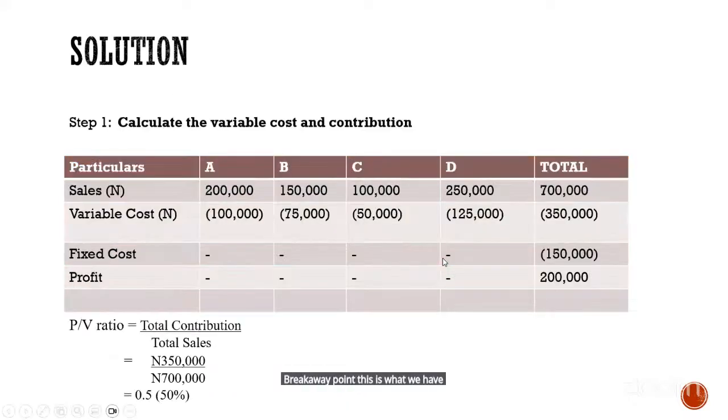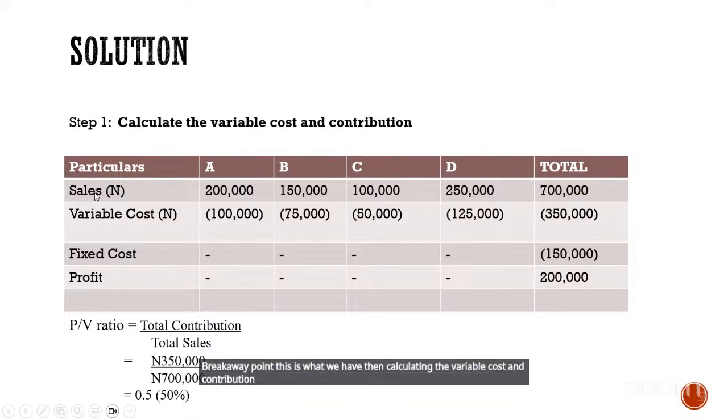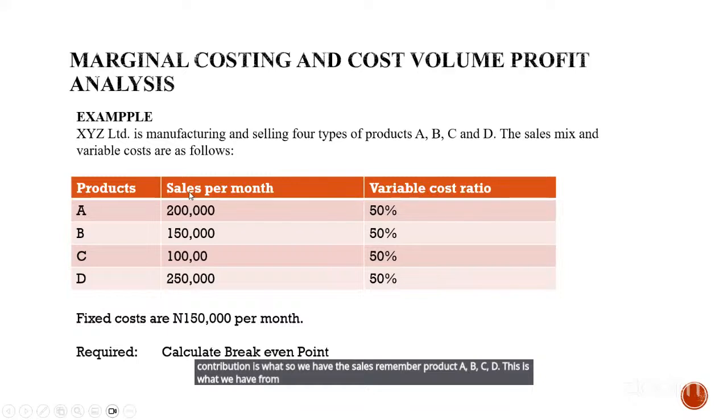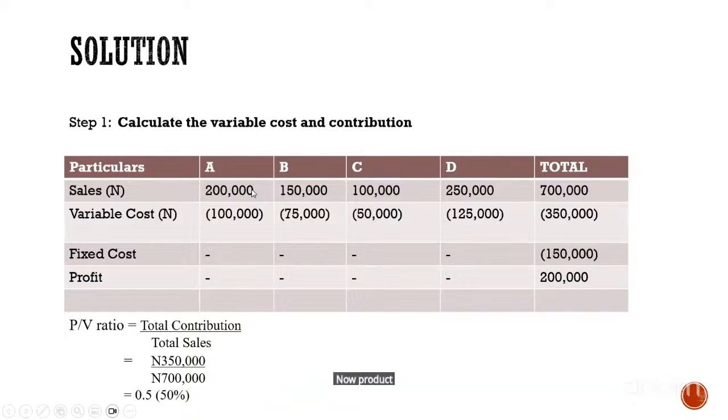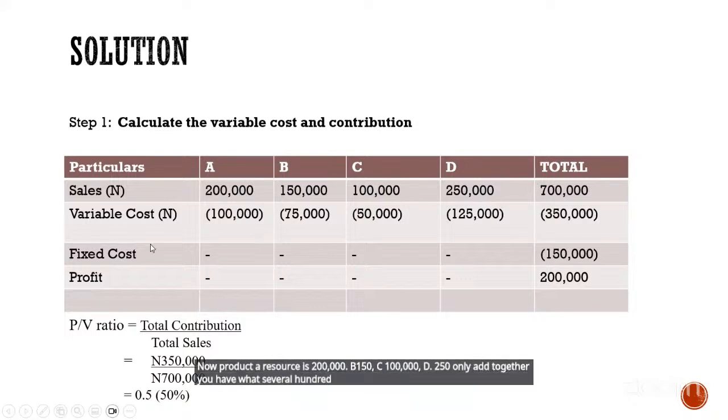Then calculating the variable cost and contribution. So we have the sales, remember product A, B, C, D. This is what we have from this table here. We just change the table the other way around. Now, product A, the sales is 200,000, B 150, C 100,000, D 250. When you add together, you have 700,000.